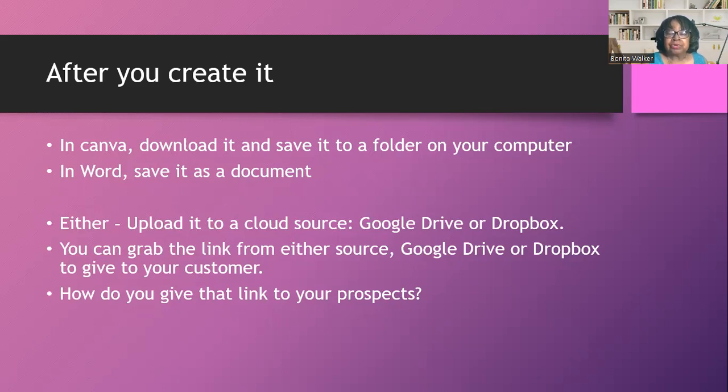Now, I do have a separate training that shows you how to upload things to Google Drive and Dropbox, and then how to get that link from those two sources to put inside your email. All right. So you're going to grab the link from either source, whether it's Google Drive or Dropbox, and obviously you're going to give it to your customer. By what? By way of an email. So you simply take that link, put it in the email, send that email out to your customer, and that's how your customer is going to get their freebie.